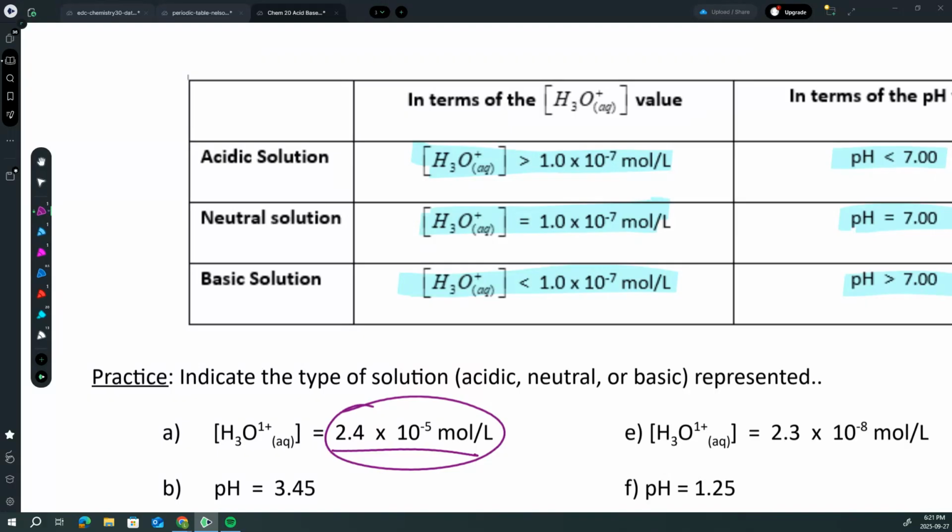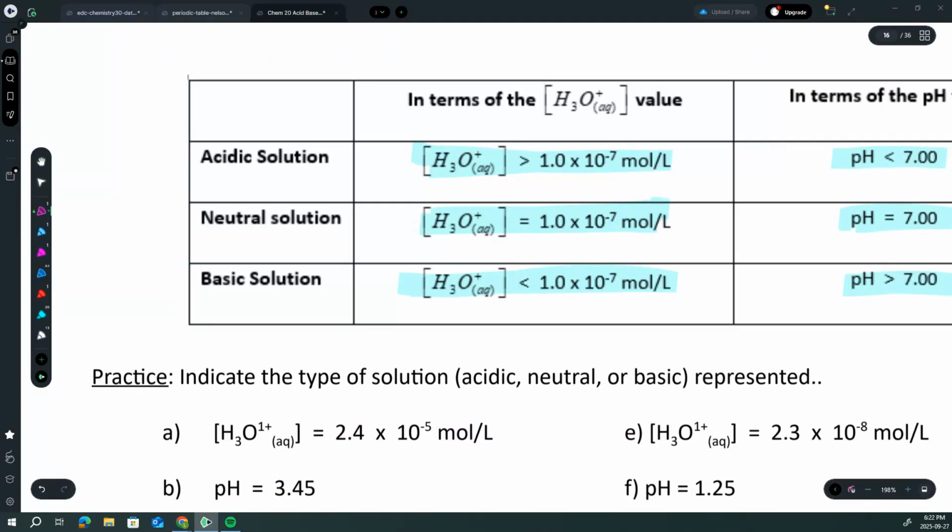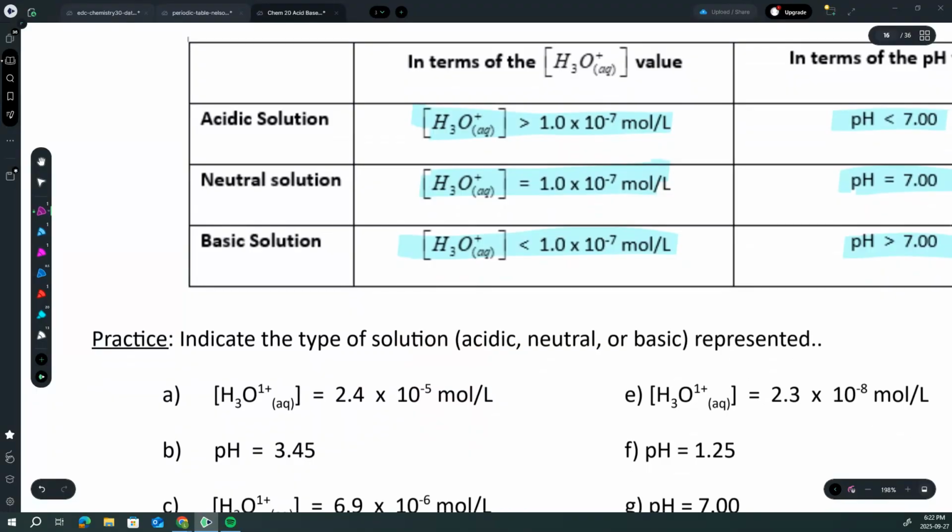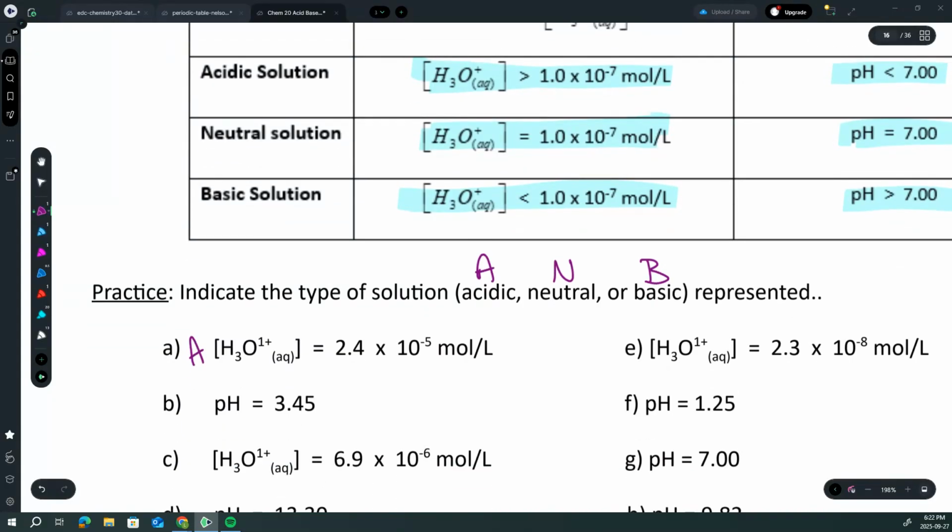So 2.4 times 10 to the negative 5. Let's compare our exponents here. Negative 5 is a bigger value than negative 7. So that means that this number is bigger than 1 times 10 to the power of negative 7, because negative 5 is more positive than negative 7. So that means that this is going to be acidic. I'm going to write A for acidic, N for neutral, B for basic. So this will be acidic. Okay?